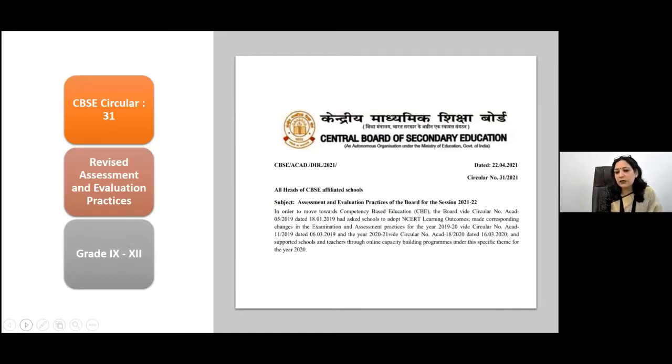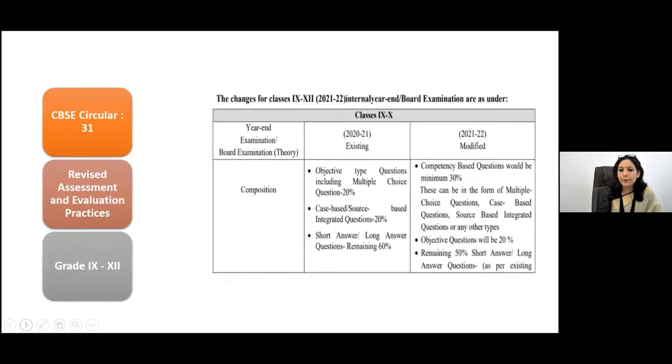As per the revised instructions, we had already modified our periodic assessments, and we have started including case-based, source-based, as well as assertion and reasoning-based questions. As per this circular, if we look at the second part, moving to the next slide, the weightage given to objective type questions is 20%, 30% to competency-based questions, which are your case-based study questions, and 50% to long answer questions. The entire pattern has been revised, and we always try to give the children practice during the periodic tests, which has already been incorporated.